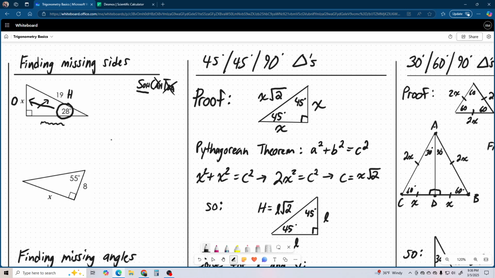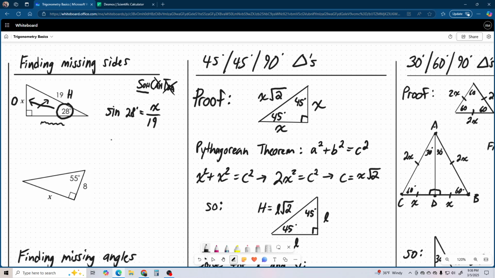In this case, we know our angle is 28 degrees. So what we're going to do is evaluate this as sine of 28 degrees, and this is going to equal our opposite over our hypotenuse. Our opposite was x, our hypotenuse was 19, right? So we can set this up like this.